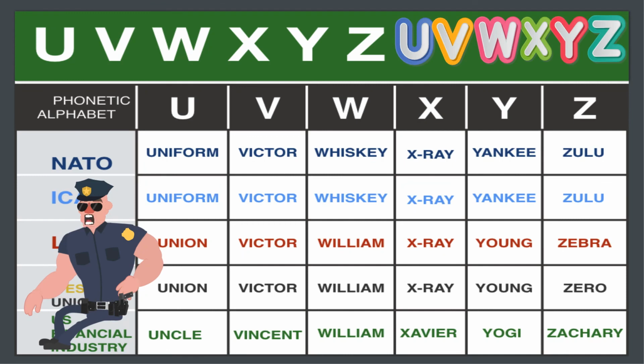For the letter W corresponding codes as in the next words: whiskey, William. For the letter X: X-ray, Xavier. For the letter Y: Yankee, Young, Yogi. For the letter Z: Zulu, Zebra, Zero, Zachary.